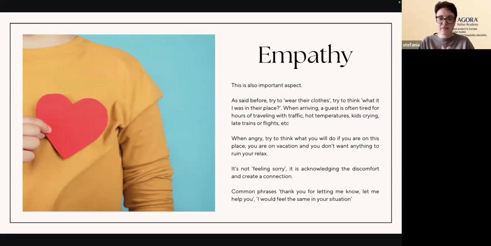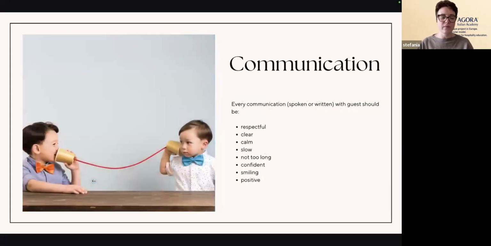Okay, it is very important that you try to understand and feel the situation that the guest is having at any time during the stay, at the arrival, when he has a complaint. Okay, that's very, very important. The communication, every communication, spoken or written, every communication should be respectful. Okay, even if you are tired, hungry, even if the guest is not right at all. The communication should be clear, okay? So we have to understand each other.